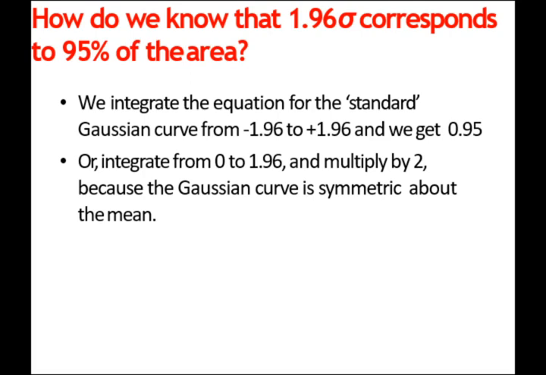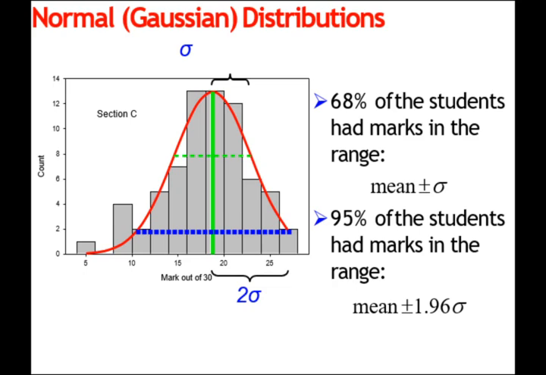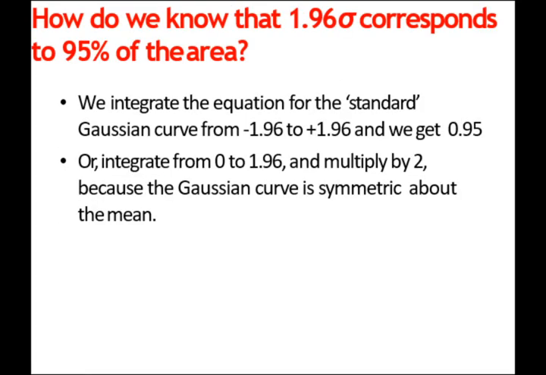And what happens is, if you have a standard Gaussian distribution, what is a standard Gaussian distribution? It is something for which the mean is 0 and the maximum value of sigma is 1. So you have essentially normalized your normal distribution. If you take the integral of that distribution from negative 1.96 to positive 1.96, you will get 0.95, which is 95%.